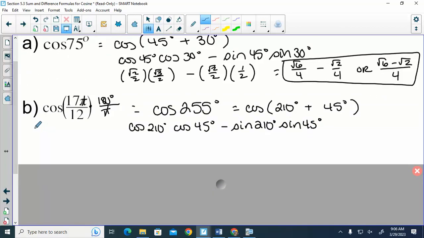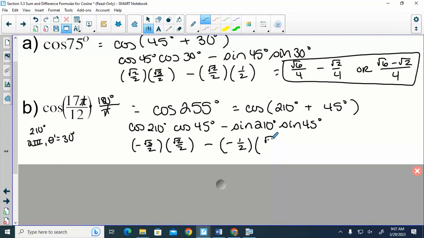All right, let's talk about 225 for a second. What quadrant is that? Reference angle 225 minus 180 is 45. In quadrant 3, is cosine positive or negative? Negative. And then the cosine of 30 degrees? Radical 3 over 2. Cosine of 45, that's just quadrant 1, so that's just radical 2 over 2. Minus sine of 225. So in quadrant 3, sine is negative. Sine of 30 degrees is 1/2. Sine of 45 is radical 2 over 2.